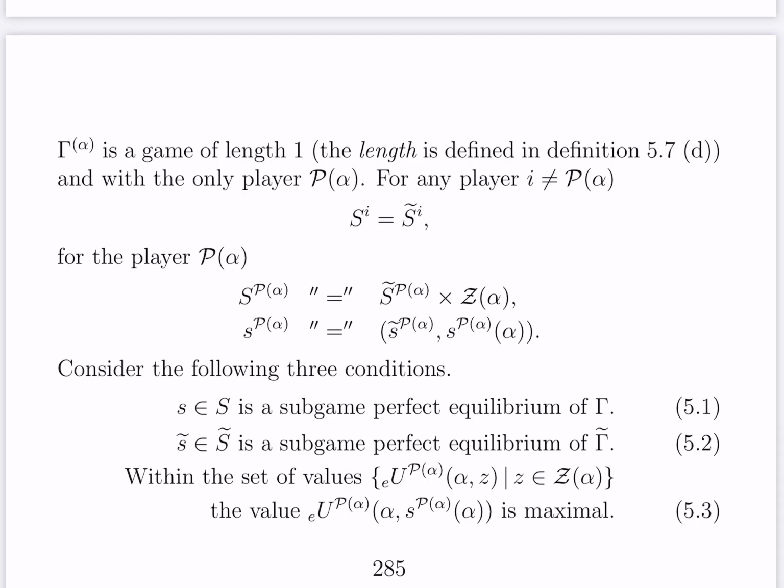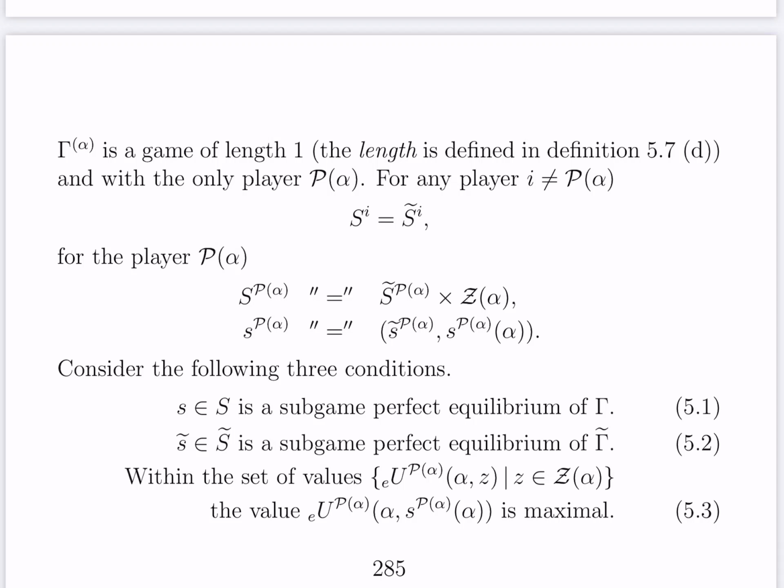For the player P of alpha, whose turn it is to play after alpha, it's a bit different. His set of strategies can be decomposed as a product of his set of strategies for the restricted game and the set of possible moves after the play alpha. So then we can even write any such strategy as a pair: a restricted strategy for the restricted game, and one possible move after the play alpha.